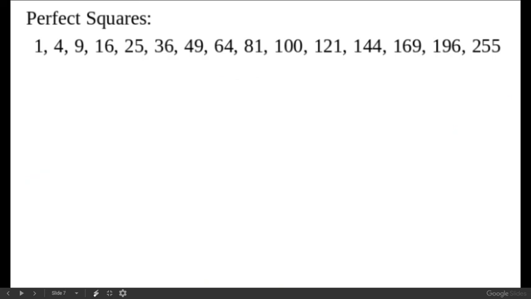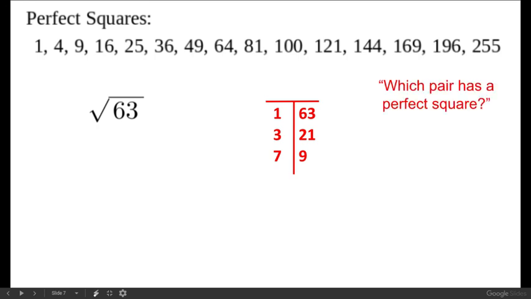Okay, I just want to do one more for you guys. Square root of 63. Again, 63 is not on our list of perfect squares. So let's make a t-chart to list our factors of 63. 1 and 63, 2 doesn't work, 3 and 21, 7 and 9. Those are all of our factors of 63. So we are going to figure out which pair has a perfect square. There it is. It's 9. 7 times 9. 9 is our perfect square.